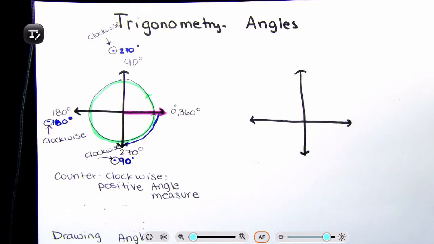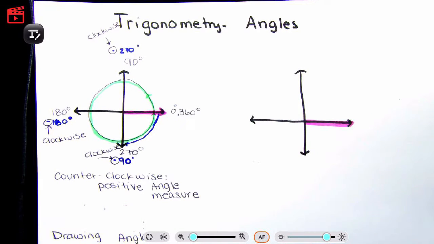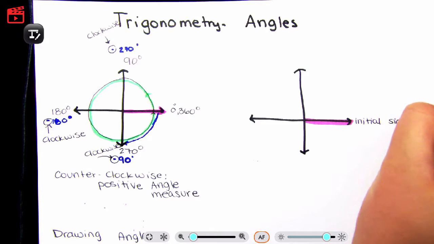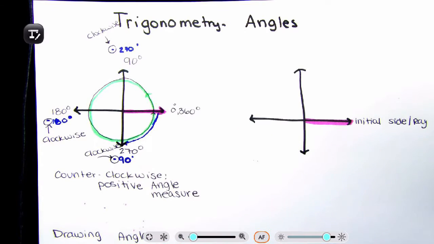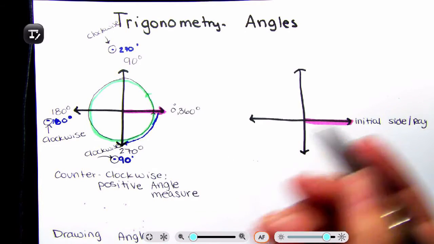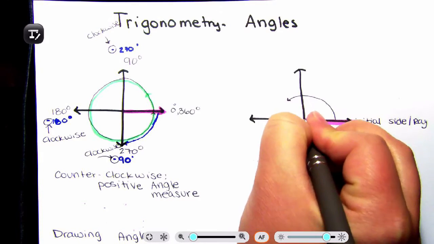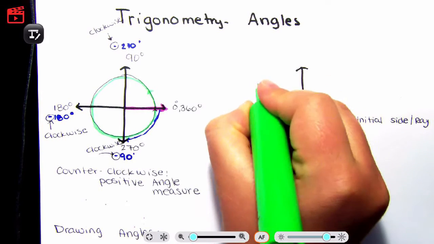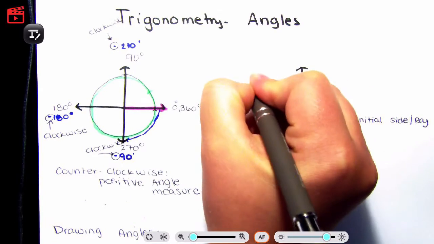Okay, so let's talk about, I kind of mentioned the initial ray already, or the starting point. This is going to be your initial ray, the starting point. Sometimes you'll hear initial side. Then you're going to have a terminal ray, where your angle terminates or where it ends. So let's say I start at my initial side and I go all the way around and I end here. This right here will then be my terminal ray or my ending ray, where the angle stops. This is where I start, this is where I stop, this is called your terminal ray.